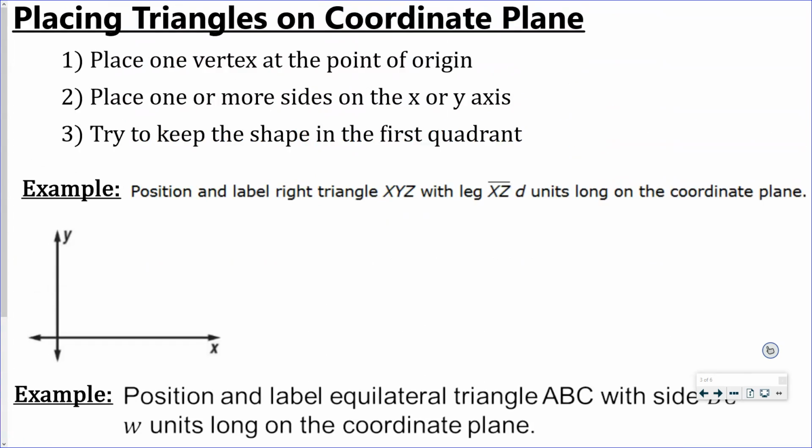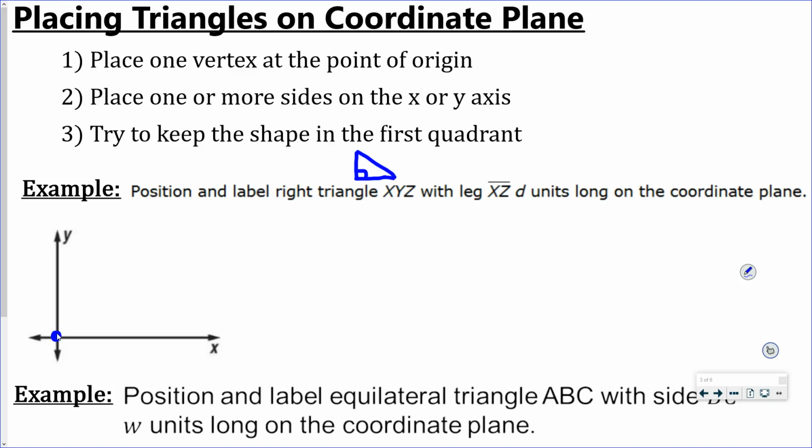All right, so let's try one here. This first example says, position and label a right triangle XYZ with leg XZ D units long. So here's a good first example of using a variable instead of actually numbers on the coordinate plane. The first thing you want to do is place one vertex of your triangle right at the origin. So put a point there. Now, it's a right triangle, so we know what that looks like. It looks something like this, a right angle.